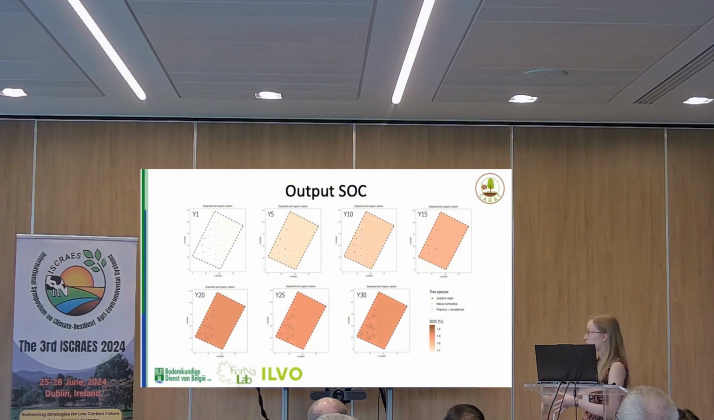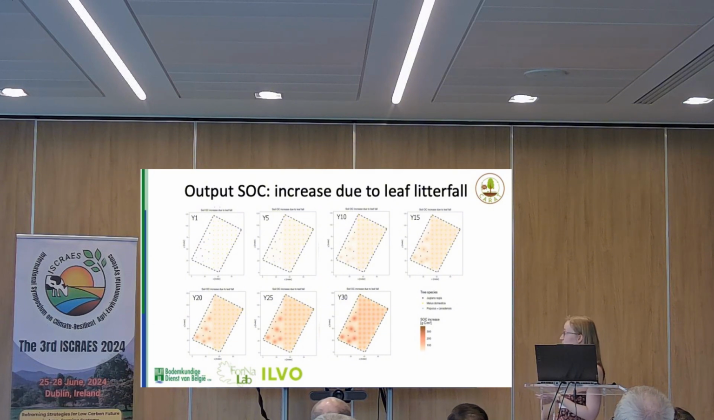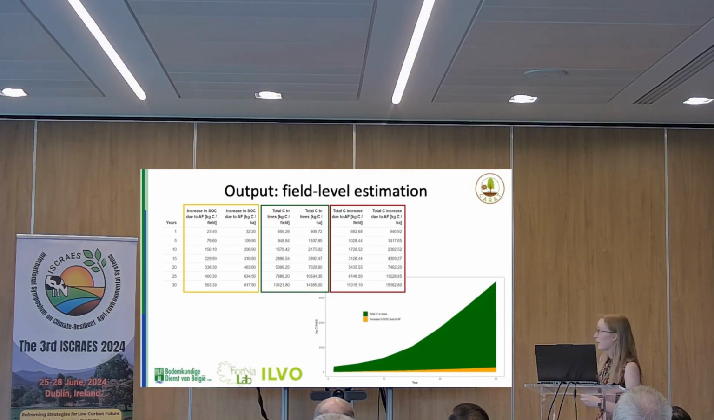This gives a similar output, but this is solely the increase due to the leaf litter fall. So the previous slide was the total soil organic carbon content each year, and the next one is the increase. So as you can see, as the trees grow, the yearly increase in soil organic carbon content due to leaf litter fall also increases. The last type of output is your field level estimation.